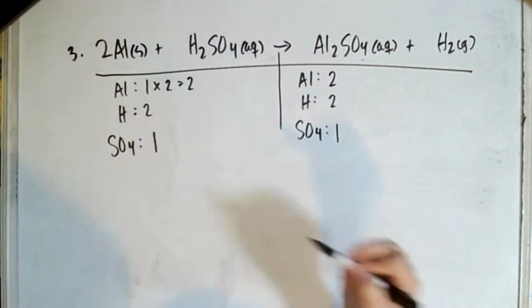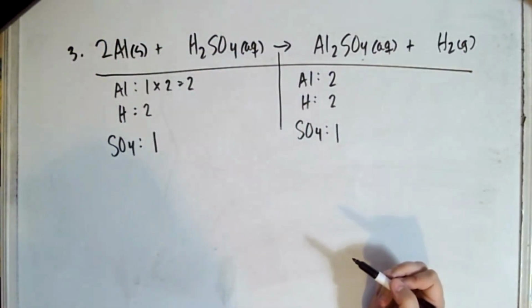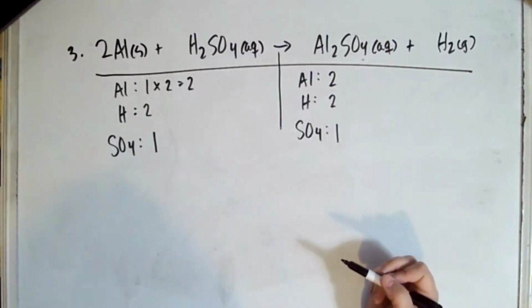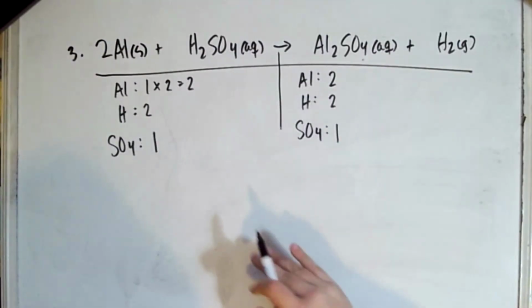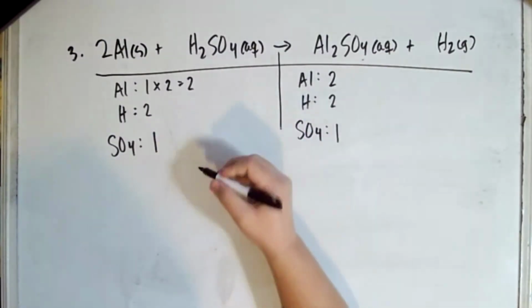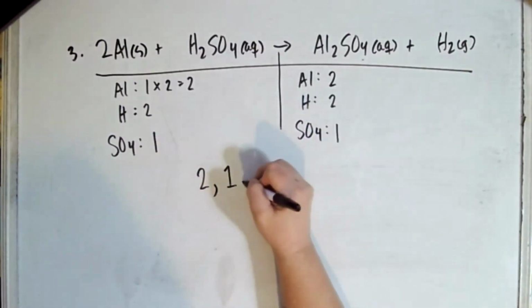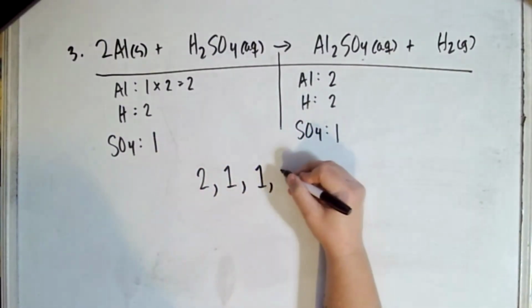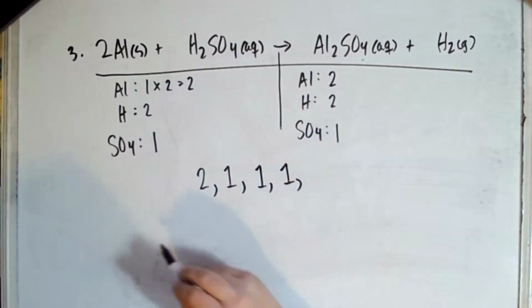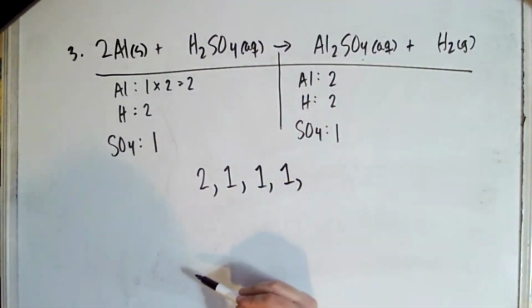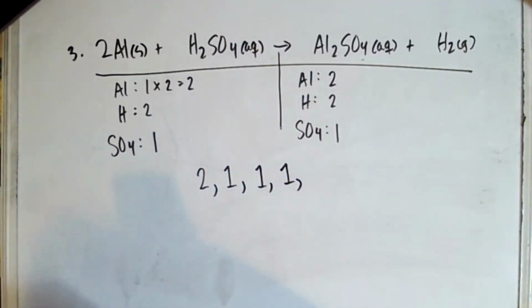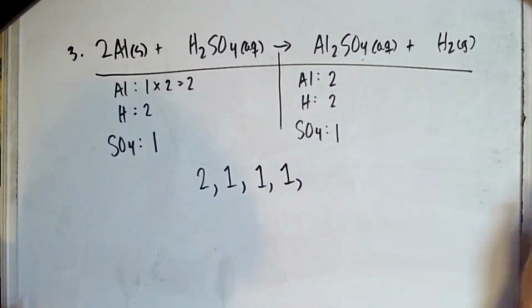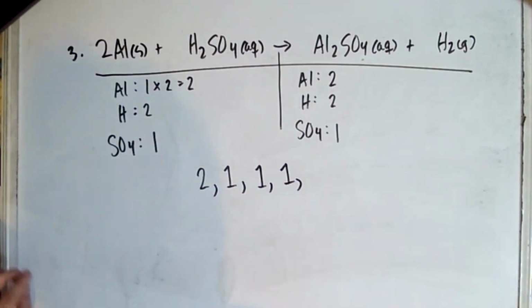So I'm going to put a 2 out in front. And now everything else is already matched up. That's a really kind one to look at. So the coefficients list that you would end up with for this would be 2, 1, 1, 1. Because you have 2 aluminums and you have 1 of everything else. And then all of your atoms are balanced. Okay. All right. So that's balancing.